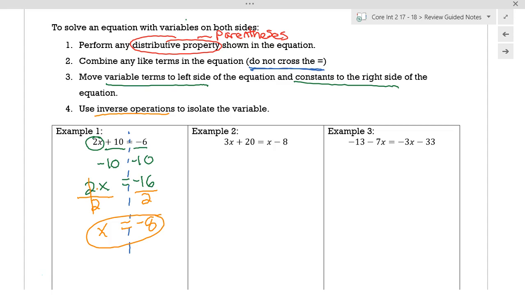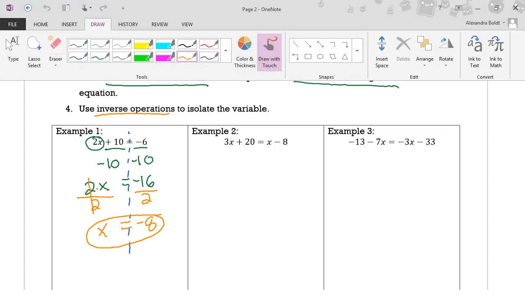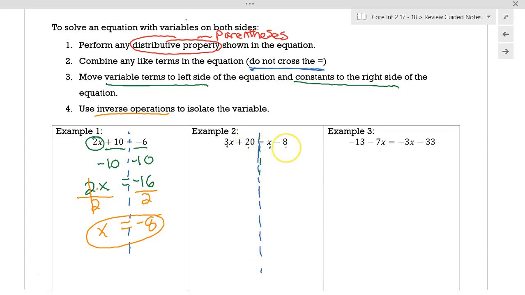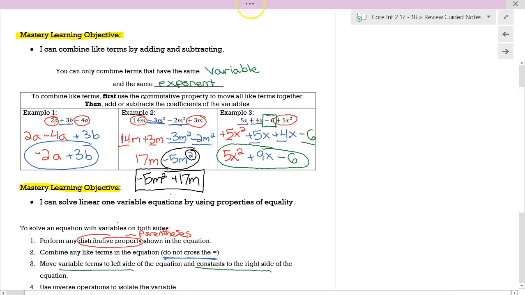Looking at example 2: 3x plus 20 equals x minus 8. Same first step: any distributive property? There are no parentheses, nothing to multiply through. Like I said, you won't always have that step. Number 2, combine any like terms in the equation, and do not cross that equal sign. Well, 3x and 20 aren't like terms, and x minus 8, those aren't like terms either.